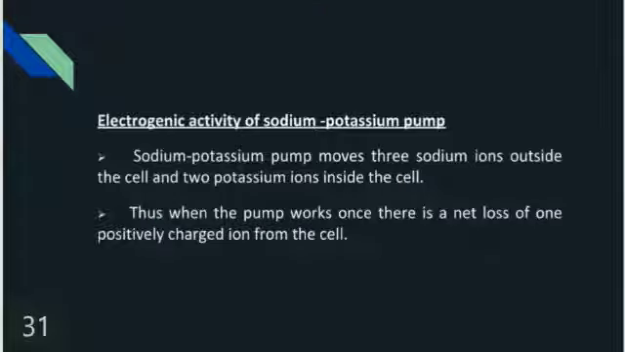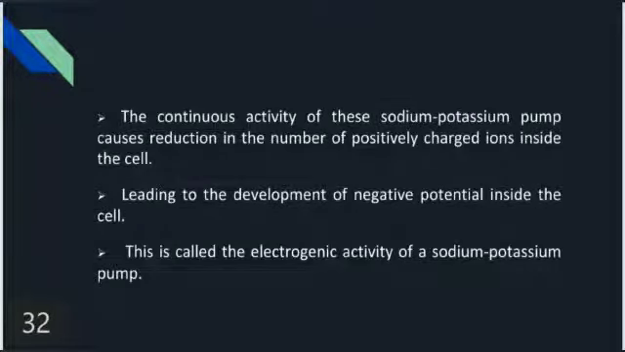Electrogenic activity of sodium-potassium pump. Sodium-potassium pump moves 3 sodium ions outside the cell and 2 potassium ions inside the cell. Thus, when the pump works once, there is a net loss of one positively charged ion from the cell. The continuous activity of the pump causes reduction in the number of positively charged ions inside the cell, leading to the development of negative potential inside the cell. This is called the electrogenic activity of sodium-potassium pump.